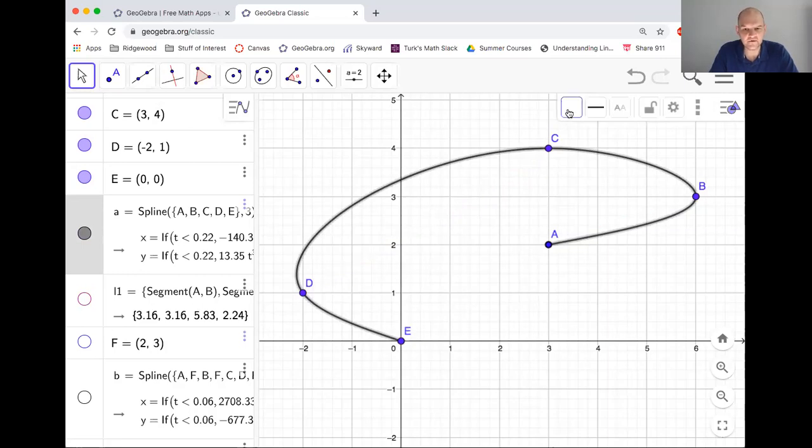I don't really like that color though. Can I change it? Why are your colors all weird?